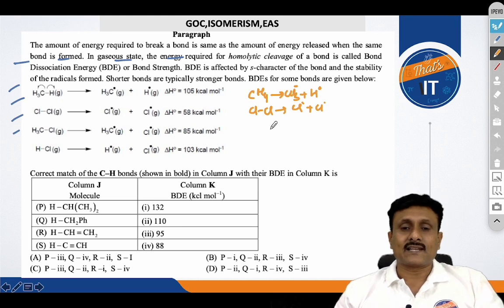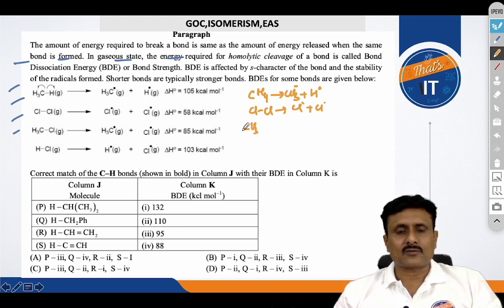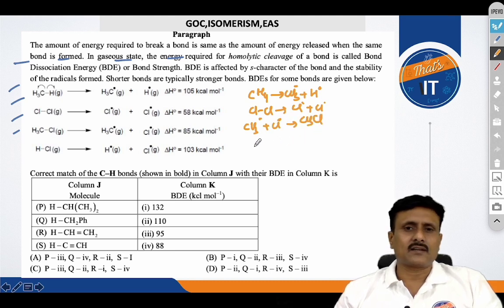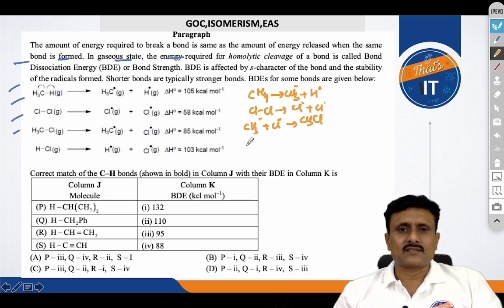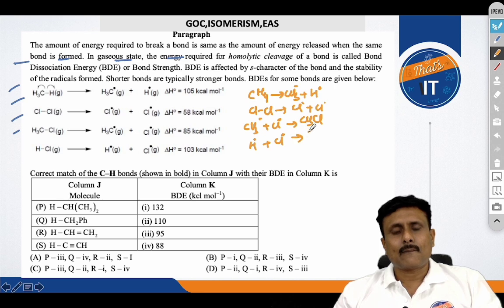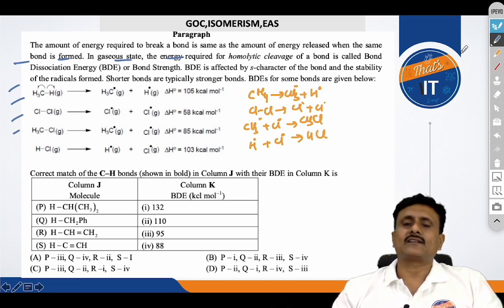Then you can see you have to eliminate the CH3 radical. For that, I have to write the opposite of this reaction, that is CH3 dot plus Cl dot giving rise to CH3Cl. Alright, I am going to eliminate the H radical also, so I am going to write the opposite of that reaction, and accordingly I write the heats, right?